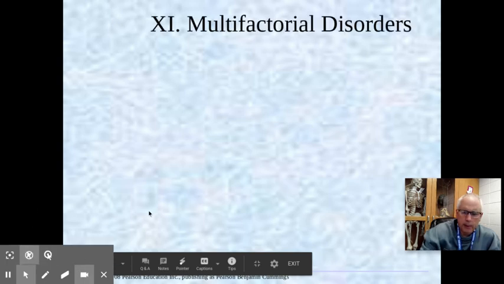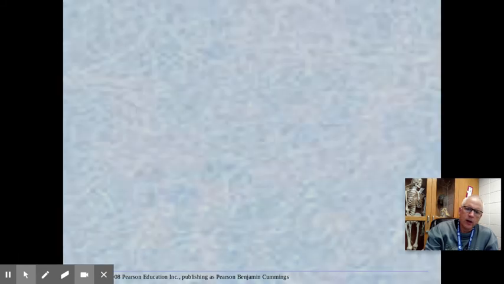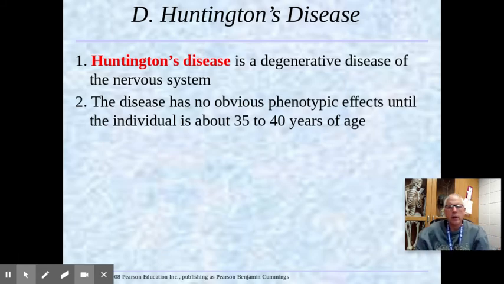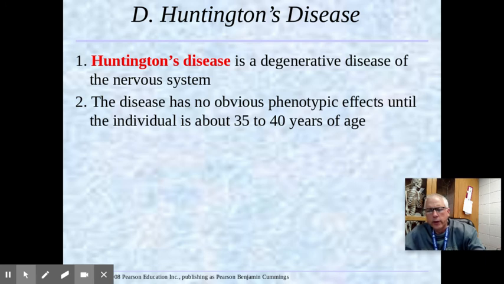This next one is a more common one that we fear. Huntington's disease is a degenerative disease of the nervous system. And I'll tell you a story and I'll finish up with those for today. But this disease has no obvious phenotypic effects until you're about 35 to 40. And what happens is it's a disease where you have a buildup of fatty tissue in the brain, and that's a defective gene. You usually get rid of that. Huntington's disease people do not.